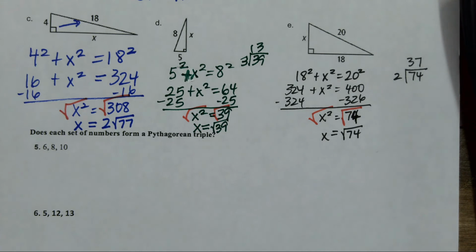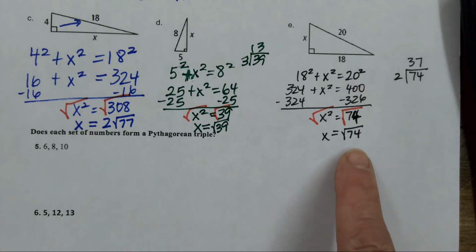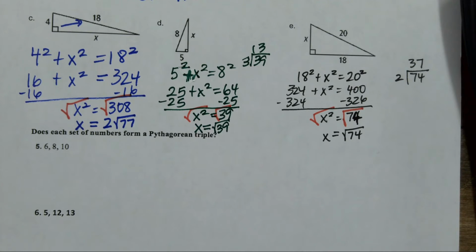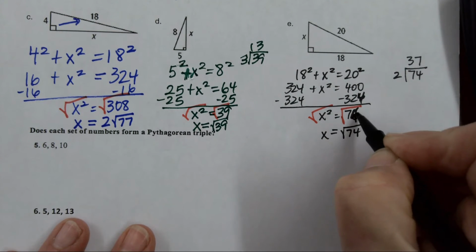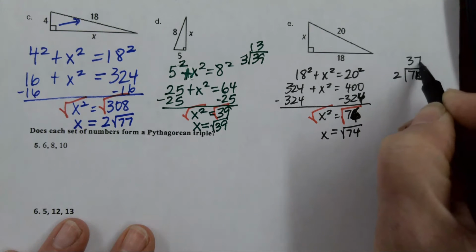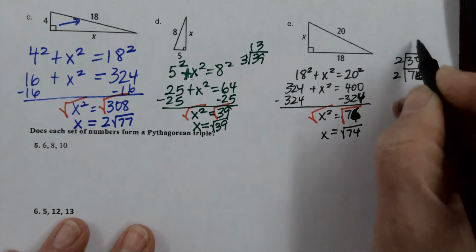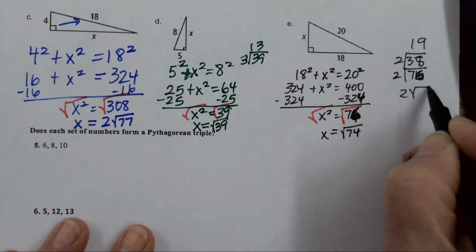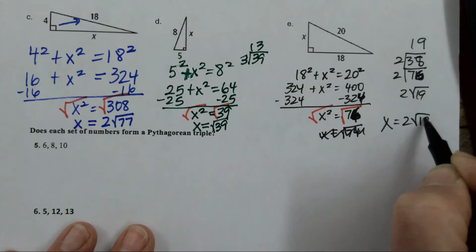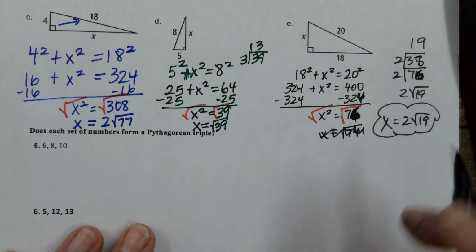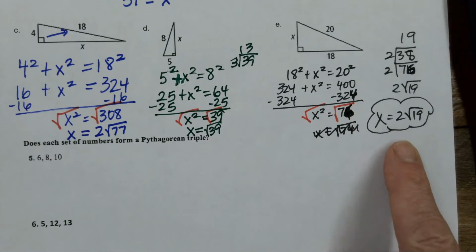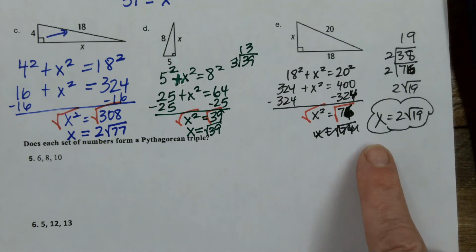Oh, so this should be 76. Okay, so this should be 76. So 38, 19. 2 radical 19 look better? Okay. You guys were awful quiet. All right. Any questions on Pythagorean theorem so far?